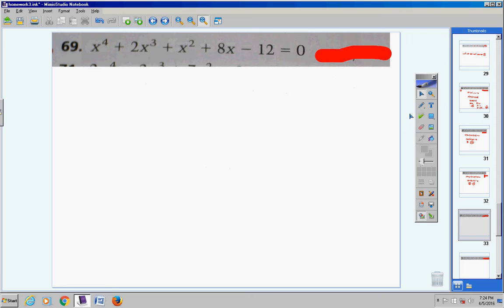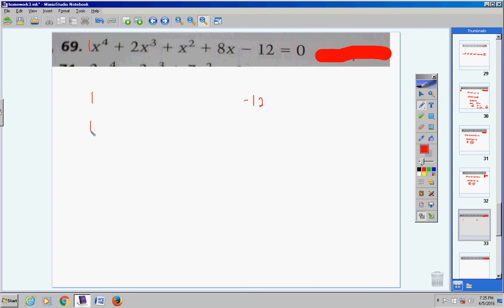Number 69. Okay, now we have a 5-term expression, so we cannot factor it. Make sure it's equal to 0. If it's not, you'd have to take care of that, okay? But it is equal to 0, so we're good. Now, we have to list out our possible rational zeros. My lead coefficient is 1 and my constant term is negative 12. We're doing this because, students, we cannot factor it, so we're going to have to find one of the zeros to help us.